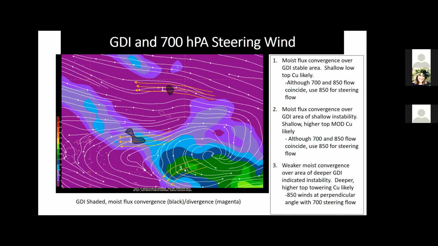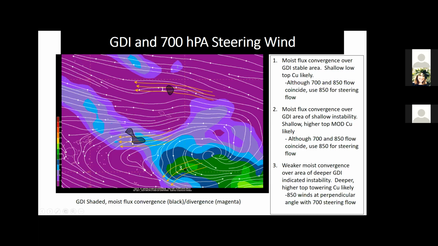Now, we're also considering the 700. So this is the streamlines in white, what we're seeing right now. This is the streamlines for the 700 height field. So number 1, where we have the shallow convection, it happens to be that the 850 and the 700 are pointing in the same direction. So it doesn't make that much of a difference.